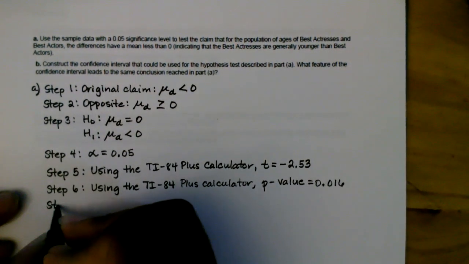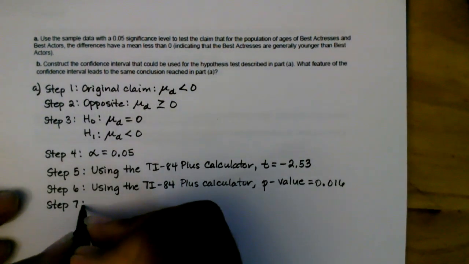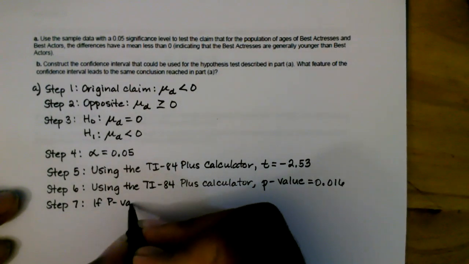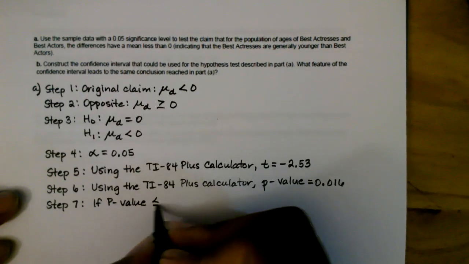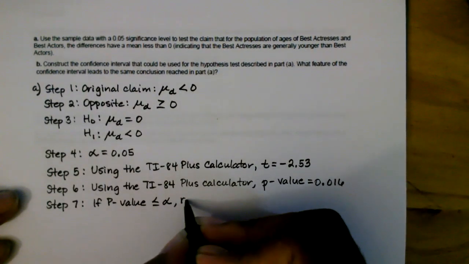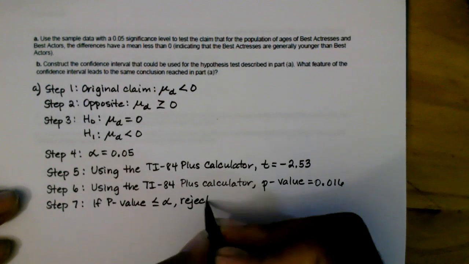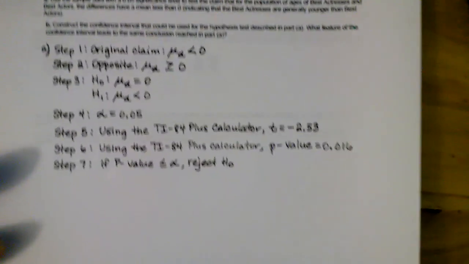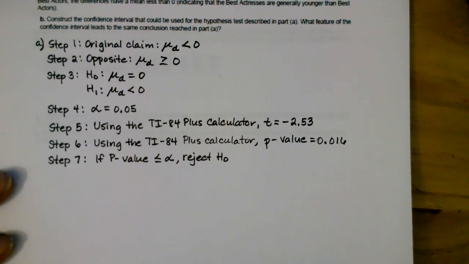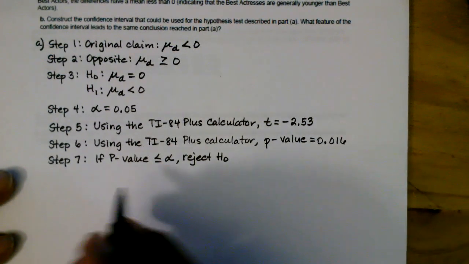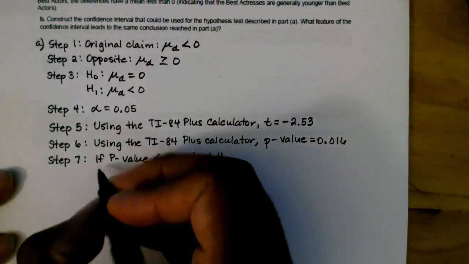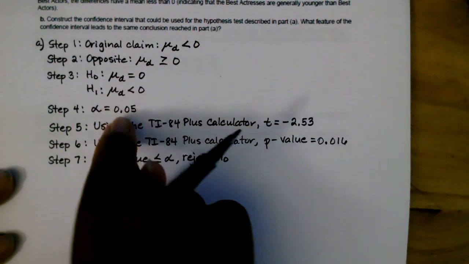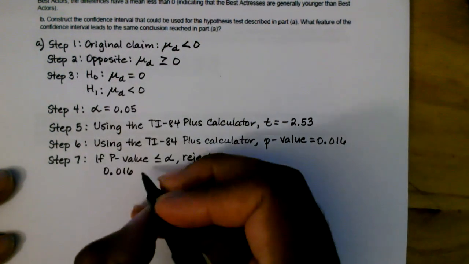All right, step number 7 is my decision rule, and that is if the p-value is less than or equal to alpha, we can reject the null hypothesis. Otherwise, we fail to reject the null hypothesis. So in this case, the p-value we found to be 0.016. The alpha level from step number 4 is 0.05.